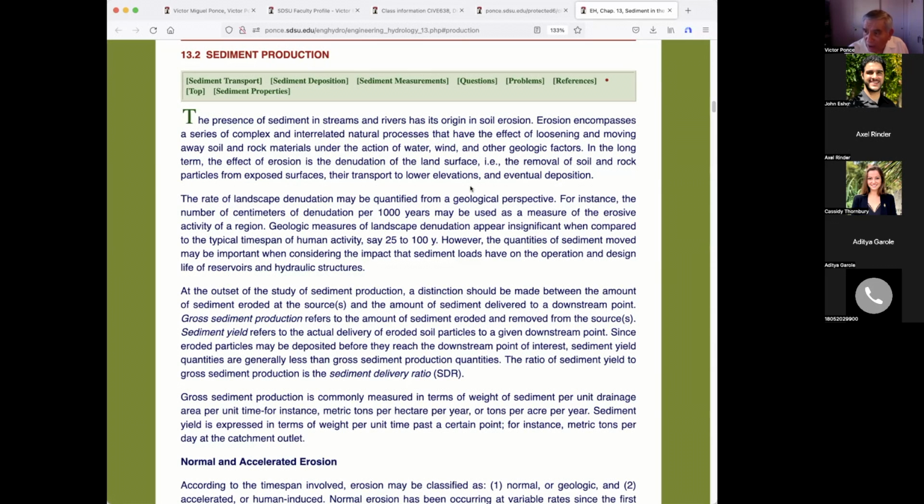And of course, we are going to get to talk about and to examine in detail his method, which is called Einstein's bed load function for sediment transportation. We'll get there eventually, in the second part of the class.